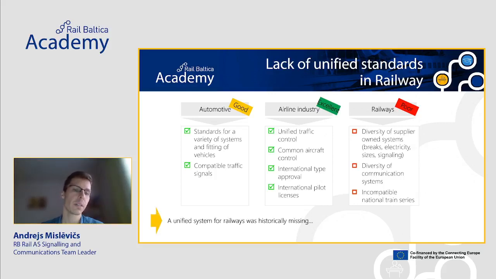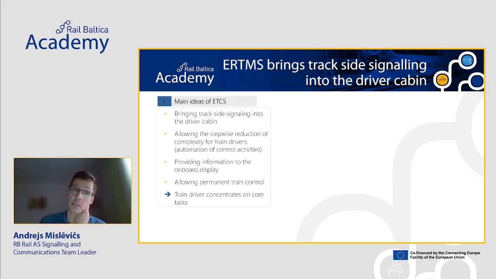And due to the fact that this unified railway system was historically missing, ERTMS has the role to become the unified system to enable cross-border operation. The main idea of ETCS or ERTMS is that it will bring trackside signaling into the driver cabin, provide information on the onboard display, and reduce the complexity for a train driver when the train goes through different countries.